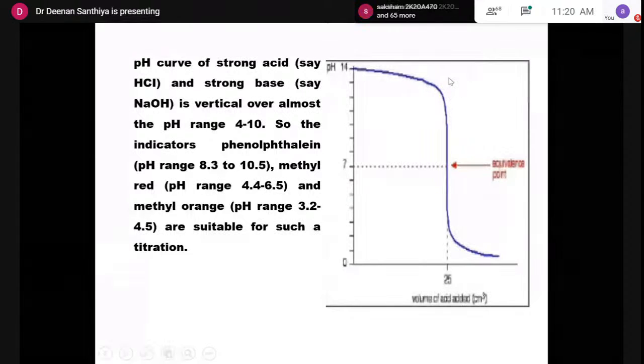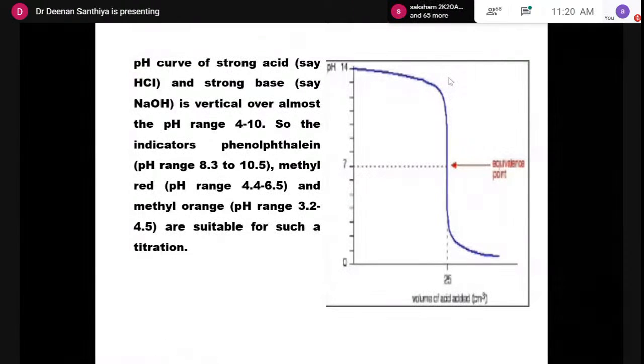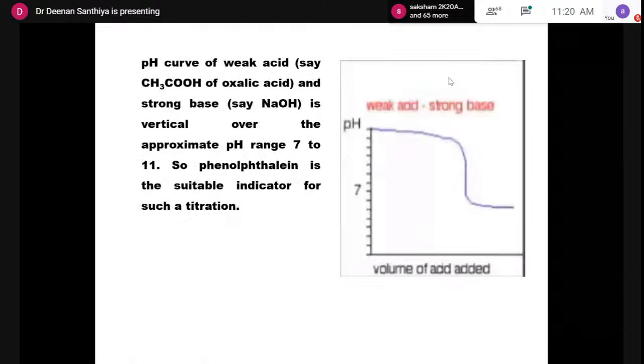Hello. Yes, ma'am. Here you see that since it is a weak acid, strong base, the pH range is 7 to 11. Okay, this is shorter.